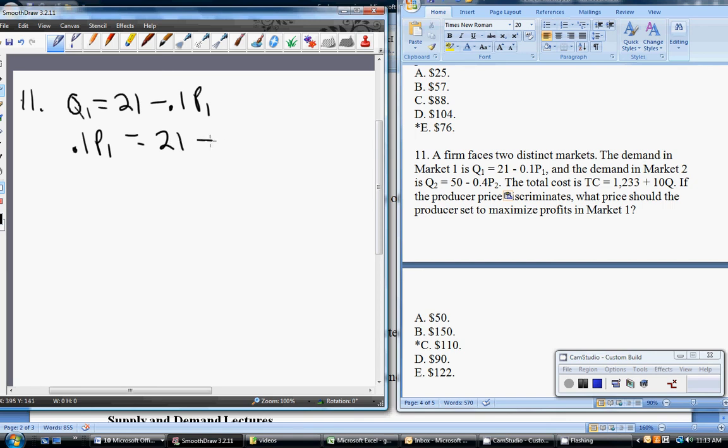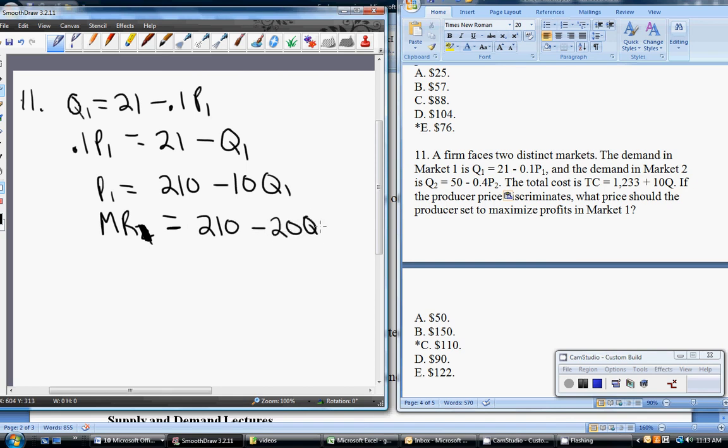Solving for the inverse demand. Here I just divided through by 0.1. We get the following result. And then marginal revenue, oops, this is for market 1. Marginal revenue in market 1 will be 210 minus 20 times Q subscript 1, setting marginal revenue equal to marginal cost.